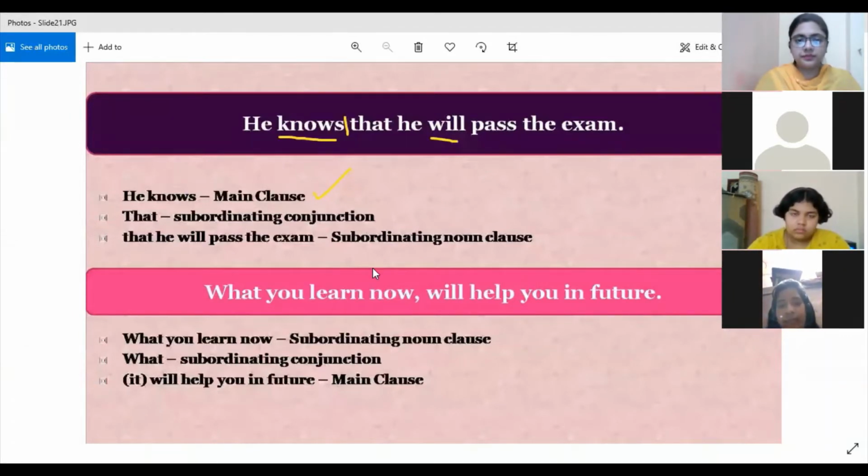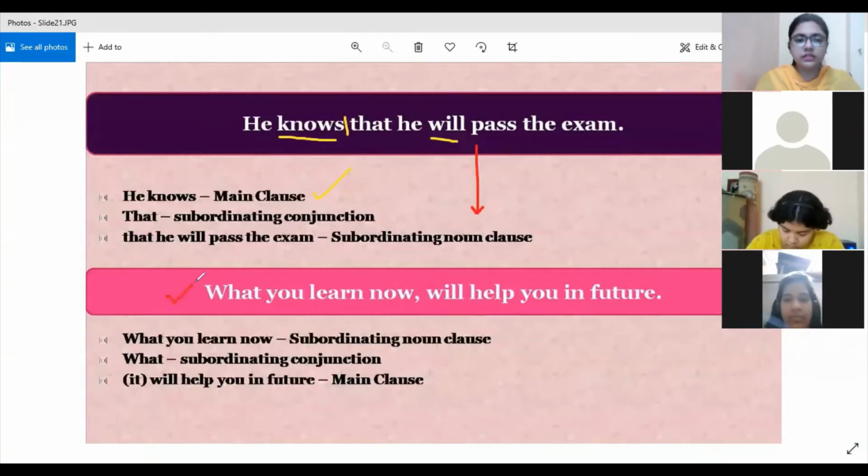Now, how are we going to identify it as a noun clause? I told you that you have to ask the question what. So what does he know? That he will pass the exam. When you ask the question, what does he know? What is the answer which you are getting? That he will pass the exam, and that he will pass the exam is your subordinate clause. It is giving you the answer to what. Answer of what. So therefore we identify it as a noun clause.